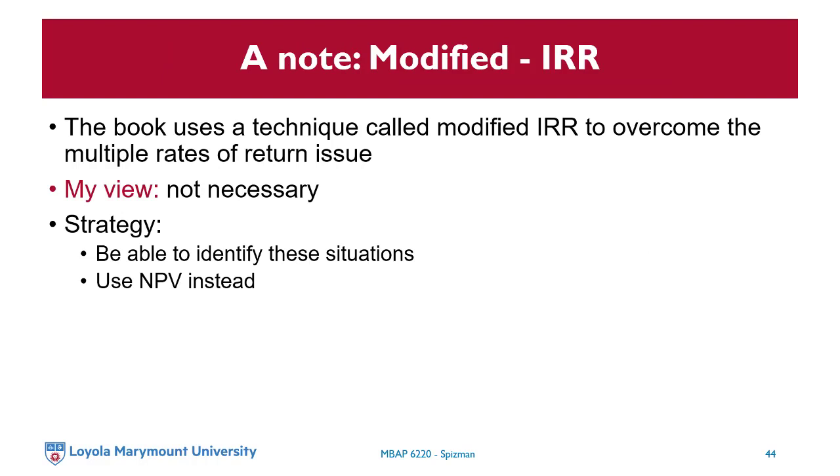One small note here is on modified IRR, which is something the textbook does. I personally don't like this. I don't view this as necessary. I skip the modified IRR. I think the strategy that you should employ is to identify the situations where the IRR might fail and utilize the NPV instead.